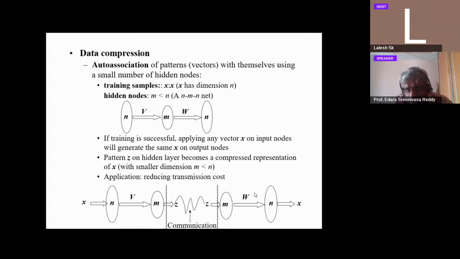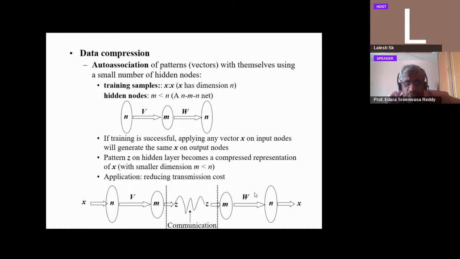So yesterday somebody asked how data compression is made, image compression or data compression, whatever it may be. It is auto association of patterns with themselves using a small number of hidden nodes. So we have the input vector, hidden nodes M and output nodes. If training is successful, applying any vector X on the input nodes will generate the same X on the output nodes. The pattern Z on the hidden layer becomes a compressed representation of X, of a smaller dimension.